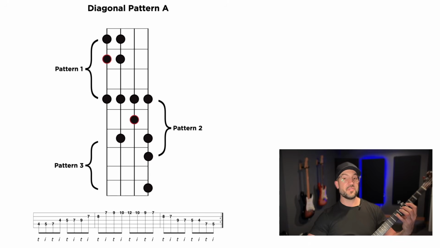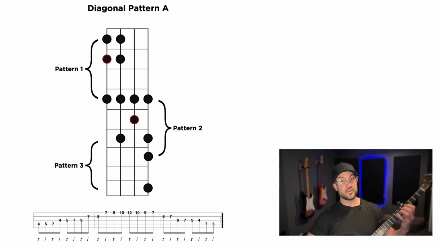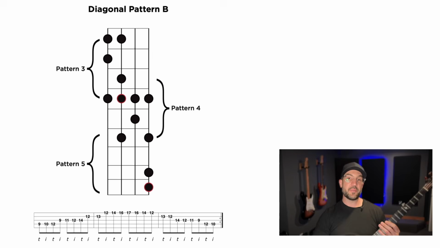Once I get up to the 7th fret, I will shift into the next pattern. And then once I get up to the 10th fret on pattern 2, I will shift into the next pattern there. So I go all the way from the 4th fret on the D string to the 12th fret on the bottom D string. And it covers a lot of real estate, and it allows you to see how those patterns connect in a different way. Next, I'll play my diagonal pattern B.